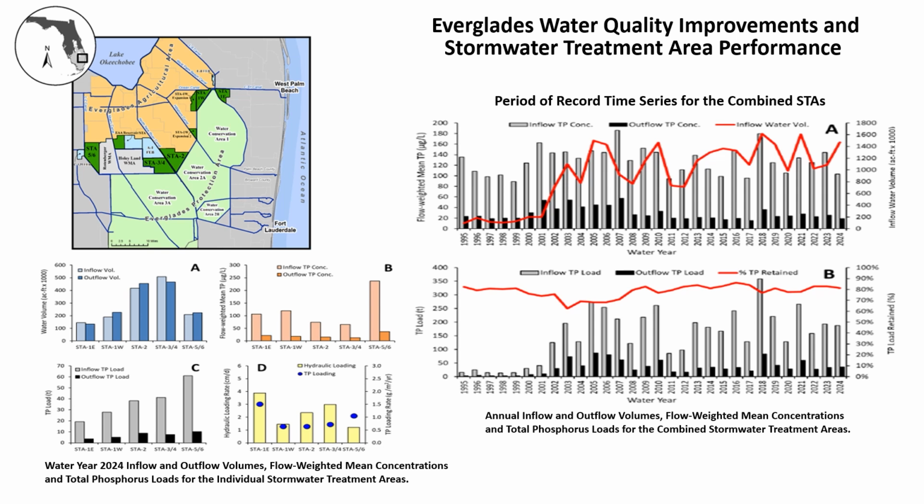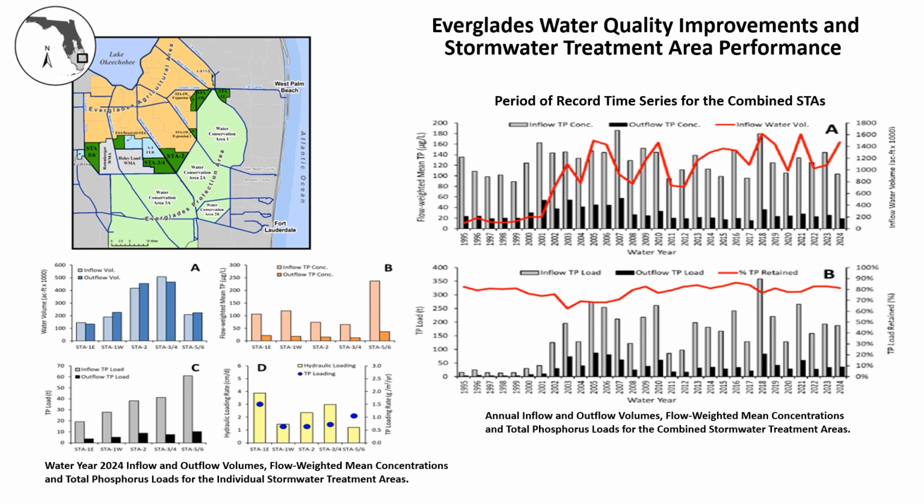Over the last 30 years, the combined stormwater treatment areas have treated approximately 27.8 million acre-feet of water and retained over 35,000 tons of total phosphorus, or 78% of the cumulative total phosphorus load. The sharp increase in inflow total phosphorus loads beginning in 2002, bottom graph, reflects the startup of construction period as we increased the treatment capacity of the stormwater treatment areas.